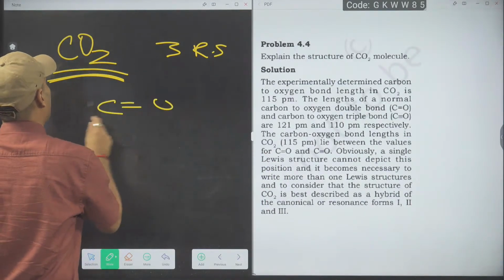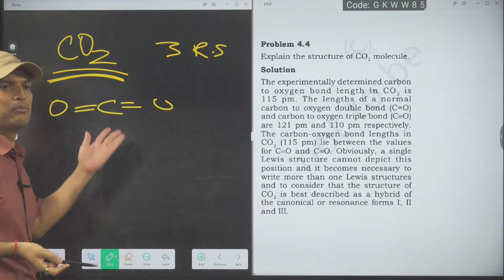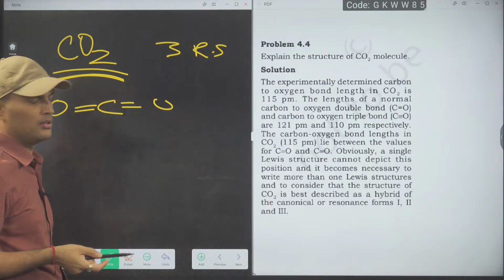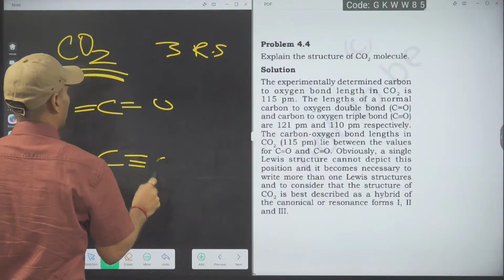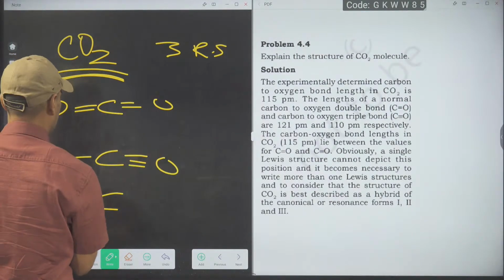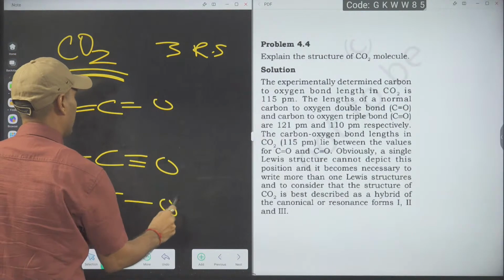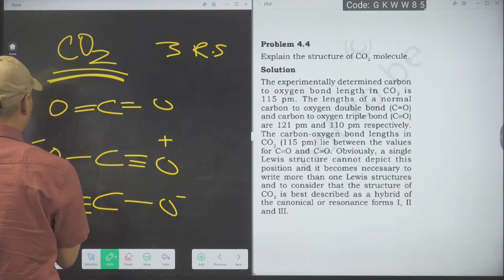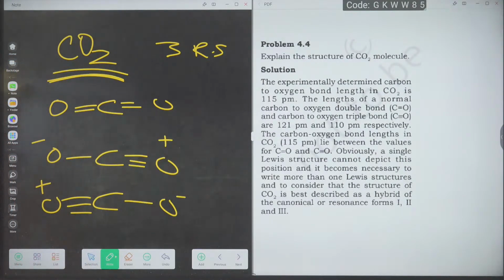Sir, how? I have seen only one. See, this is the most stable one. We make this only, so that's why everyone has seen this. Next time what can you make? One side 3, one side 1. This side 3, that side 1. Where 1, there you can put 1 negative charge. Where 3 bonds, there you can put positive charge. Okay? So 3 resonating structures.